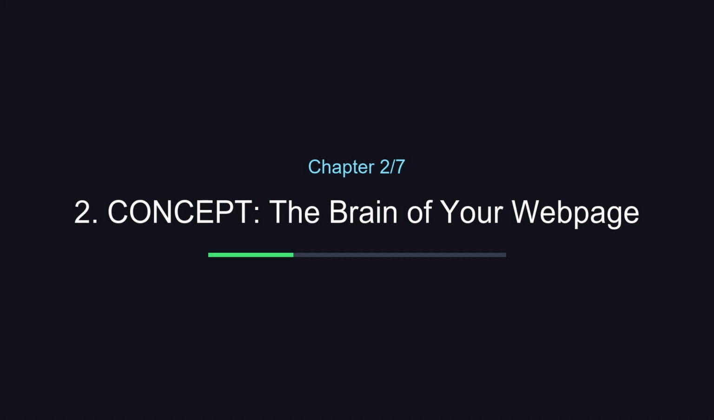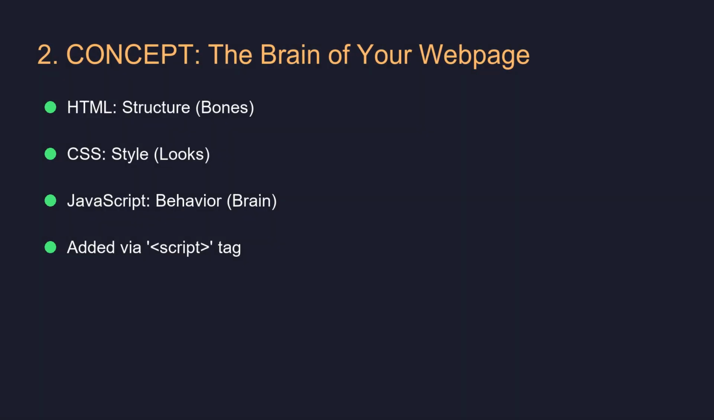Think of it this way: HTML builds the structure of your webpage, like the bones. CSS makes it look good, like the skin and clothes. And JavaScript? JavaScript is the brain. It handles all the actions, calculations, and user interactions, making your page dynamic. You add JavaScript to your HTML using a script tag, usually linking to an external .js file for better organization.